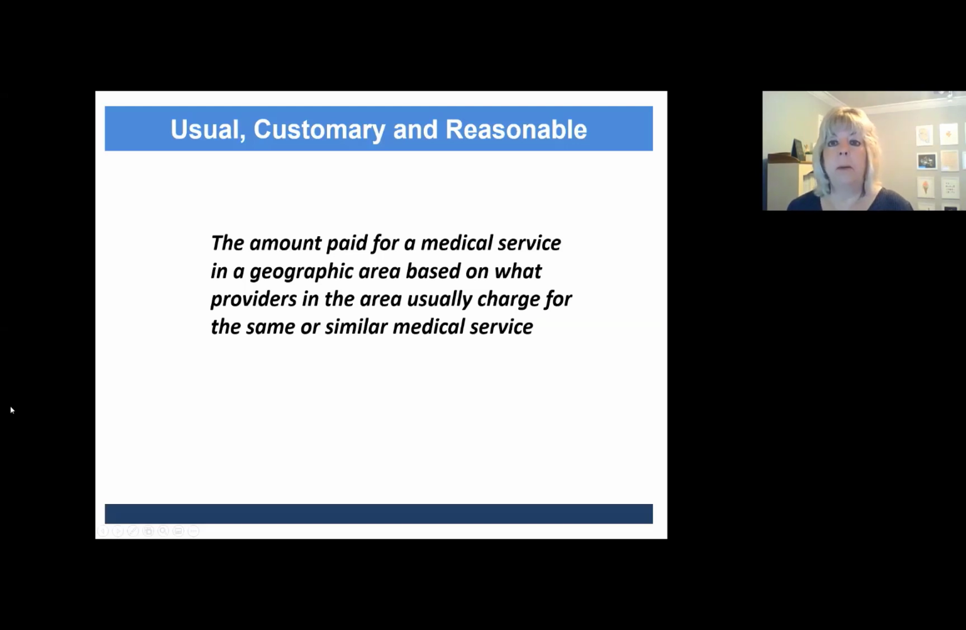The amount paid for a medical service in a geographic area, based on what providers in the area usually charge for the same or similar medical service, is the usual, customary, and reasonable charge. That's what we're looking for to put in your life care plan.